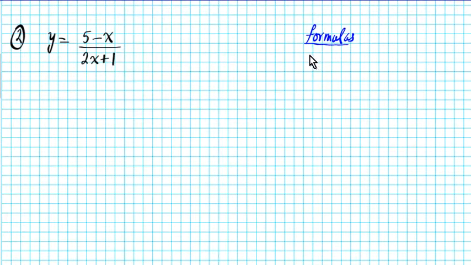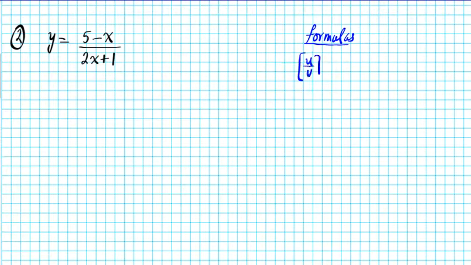We want to find the derivative again. So let's say you have y equals 5 minus x over 2x plus 1. Okay, this problem could look easy and straightforward, but you want to proceed with caution. Alright, so what formulas are we going to be using for this problem? We have a quotient of two linear functions, so we definitely have to use the quotient rule.